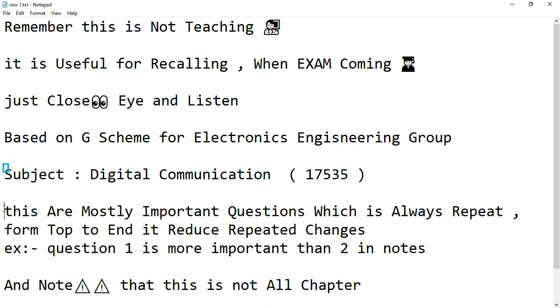17535. These are mostly important questions which always repeat. From top to end, it reduces repeated changes. Question 1 is more important than 2 in notes. And note the warning sign that this is not all chapters.